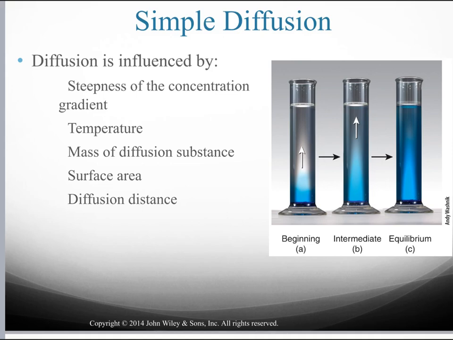Mass of diffusion substance. The heavier those substances are, they're going to tend to settle to the bottom of that tube and will resist equilibrium. Surface area. So the total distance in this case that solute has to move through that solvent, the distance determines how long it takes to reach equilibrium. And then again, the diffusion distance works with that surface area with regards to how much time it takes to reach equilibrium.